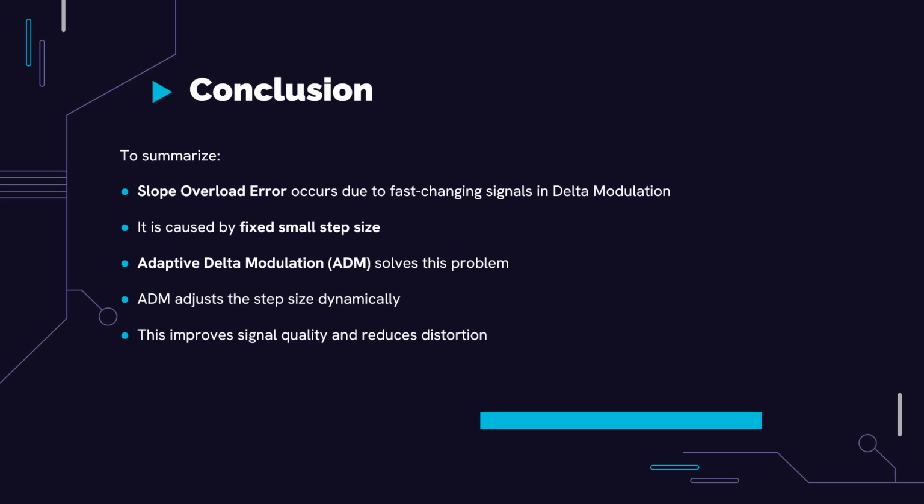In this video, we summarized that slope overload error occurs due to fast-changing signals in delta modulation. It is caused by a fixed step size. Adaptive delta modulation solves this problem. ADM adjusts the step size dynamically. This improves signal quality and reduces distortion.